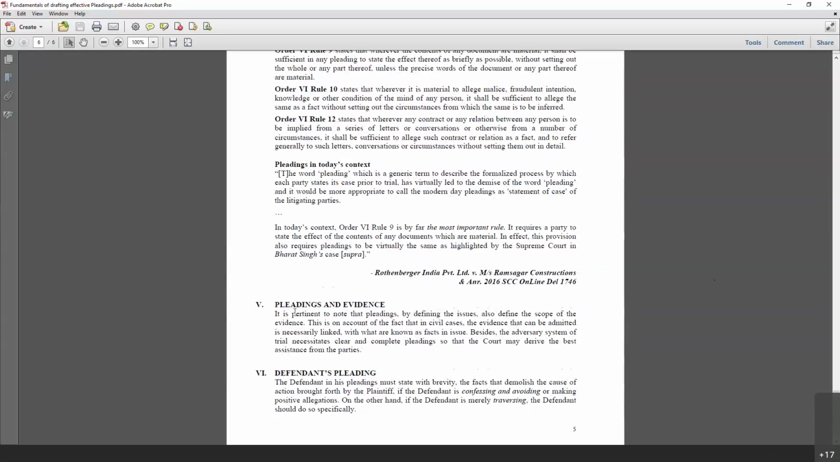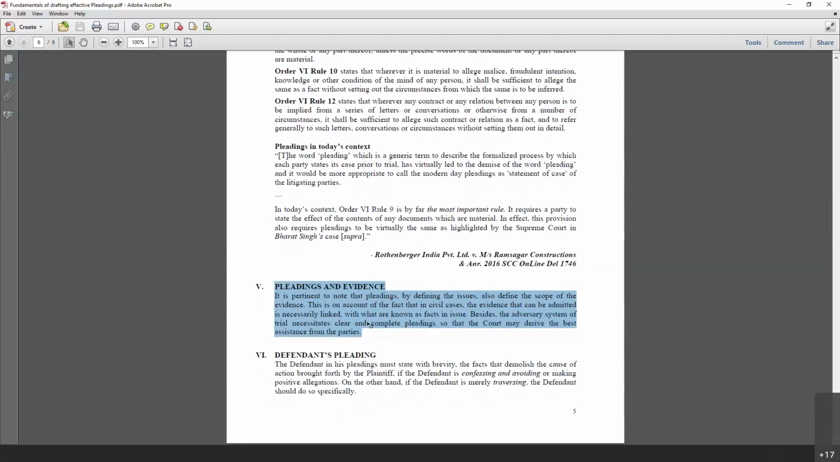Now, this note also talks about pleadings and evidence. This is something we won't go into today because we'll be dealing with this in the oral evidence section or module of the present course. Now, specifically to a defendant, though all of what we've spoken about so far applies in equal force to a plaintiff as also a defendant.